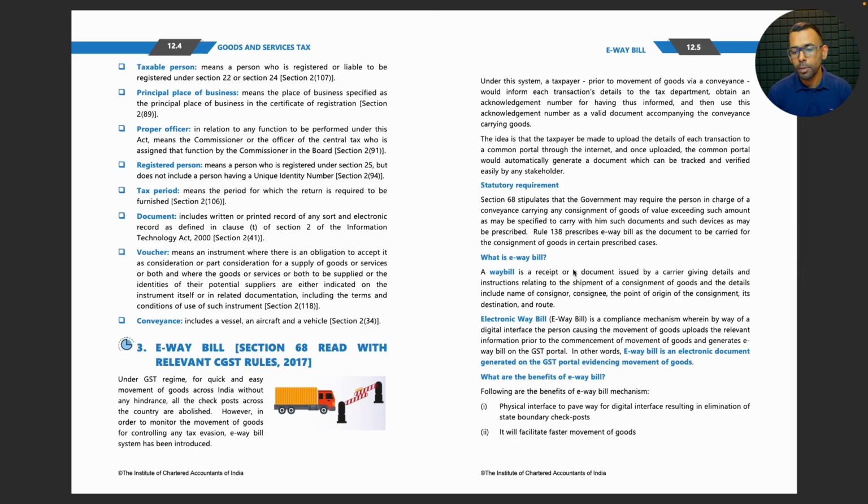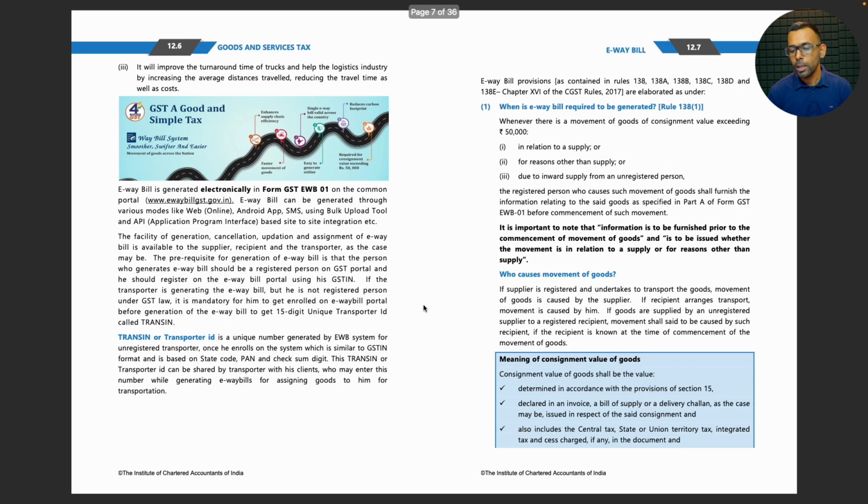Okay, what is an e-way bill? A way bill is a receipt or a document issued by a carrier giving details and instructions relating to the shipment of consignment of goods, and the details include name of consignor, consignee, point of origin of the consignment, its destination and route. It's basically a detailed document about the transport, complete details: who is the sender, who is the receiver, point of origination, point of destination, what is being carried, the value of it. All those details will be present in that e-way bill.